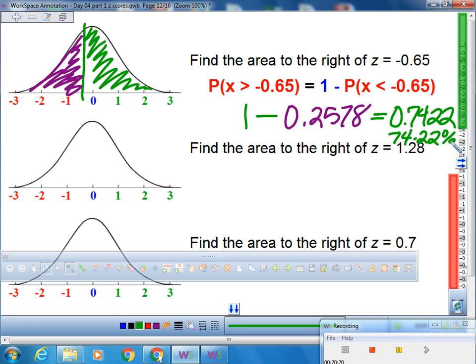No, that was to find the z-score. Right now I'm just finding the area underneath the curve. No, your z-table only gives you the left side. If I want the right side, I have to take the whole thing and subtract what I don't want. Your table only gives you the left. If you want the right, you take the whole thing and subtract the left. All right, try this one on your own.